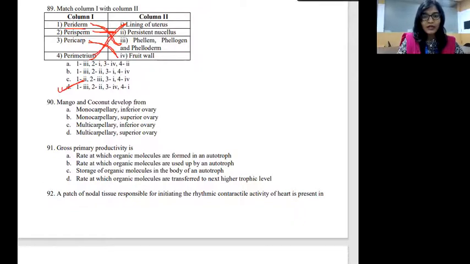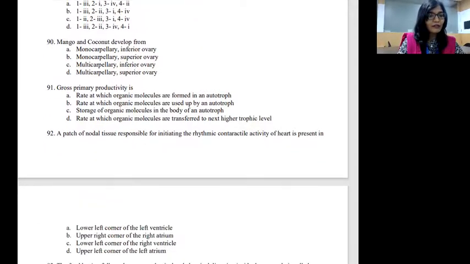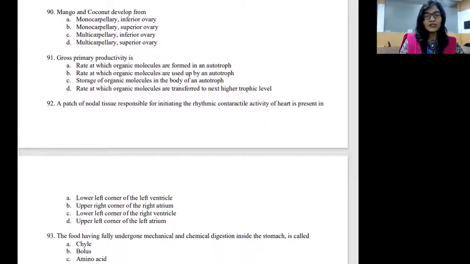Okay, yes. The mango and the coconut develop from which of these? Yes, they are monocarpellary, which means they have only one carpel and they come from a superior ovary, not from the inferior ovary. Okay, yes, which means they are hypogynous flowers. Okay, yes, it's option B.